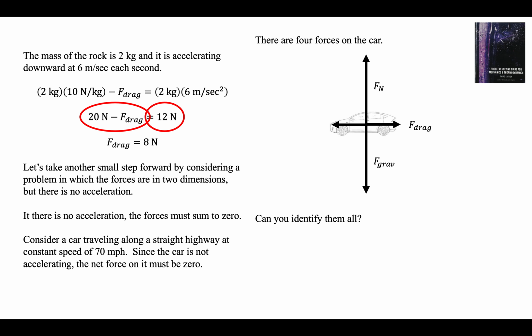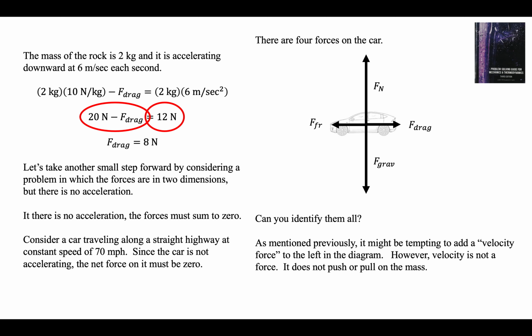And the answer is the road is pushing the car forward. And it's the frictional force. If there was no friction, that car could not maintain 70 miles an hour against the drag force. The tires are pushing back on the road, the road is pushing forward on the tires, and we have a forward force on the car that balances the drag force.